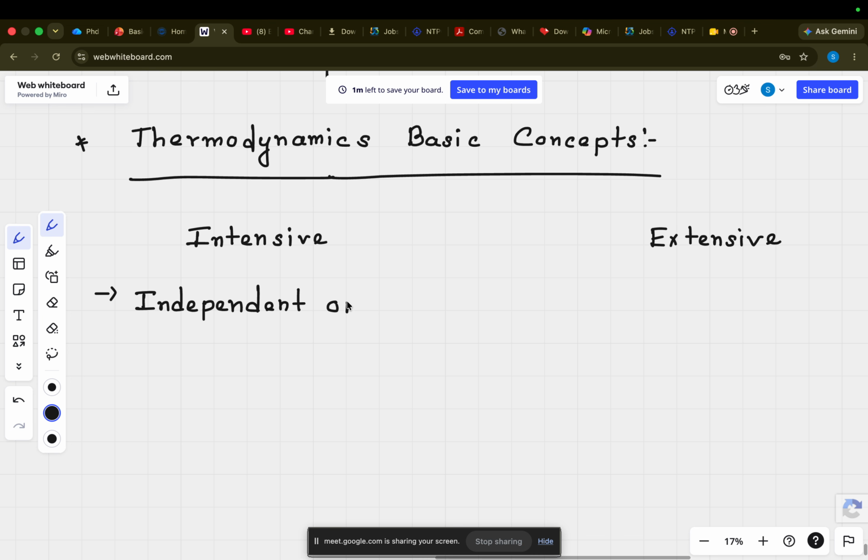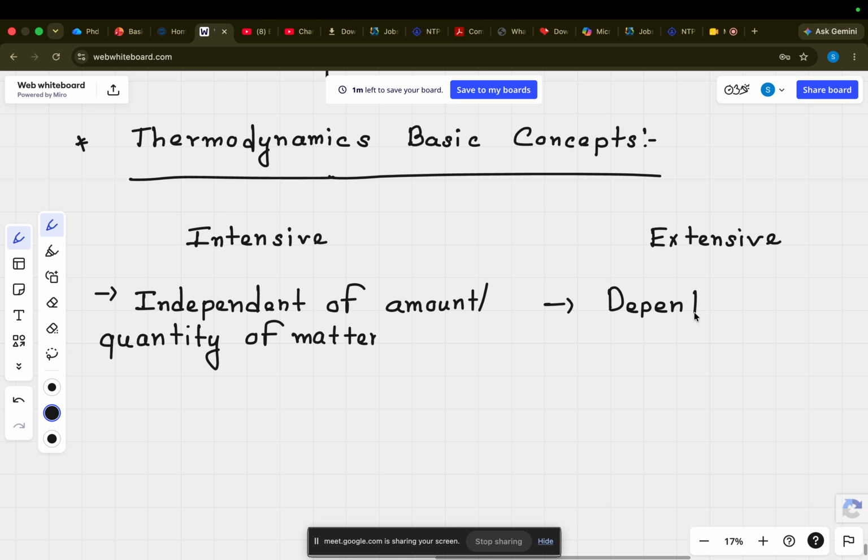of the amount or quantity of matter. Extensive means it will depend. It depends upon the quantity or amount of matter.